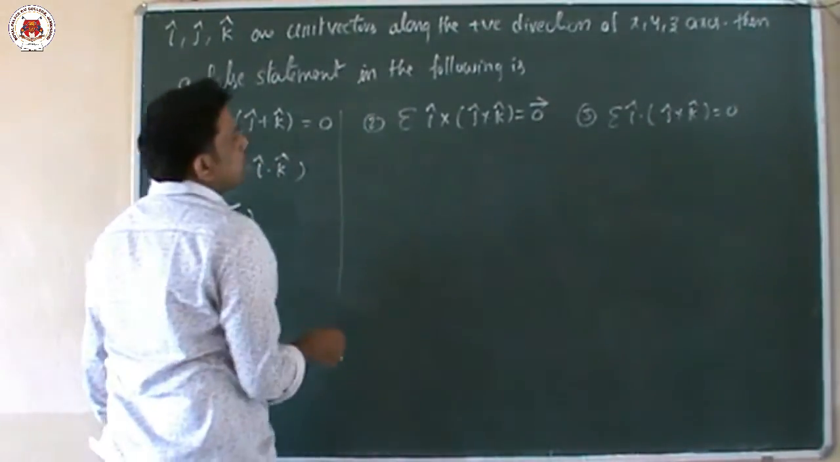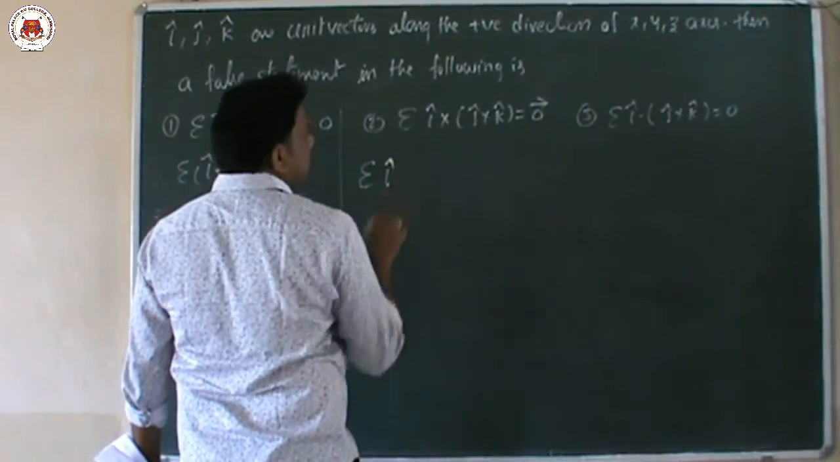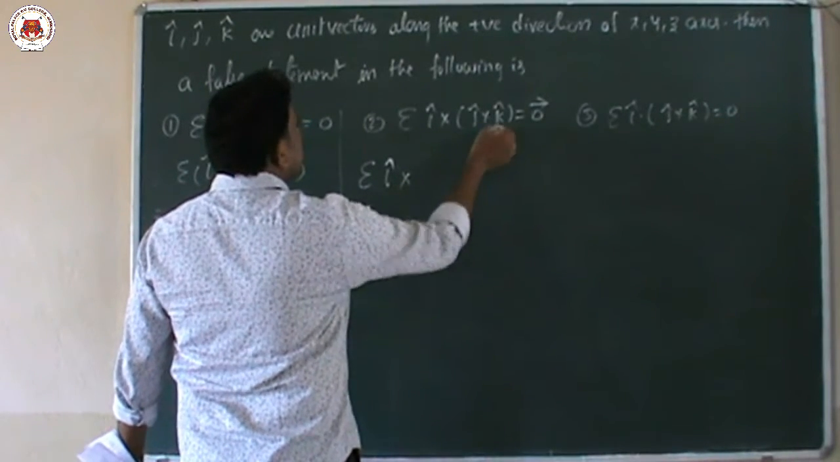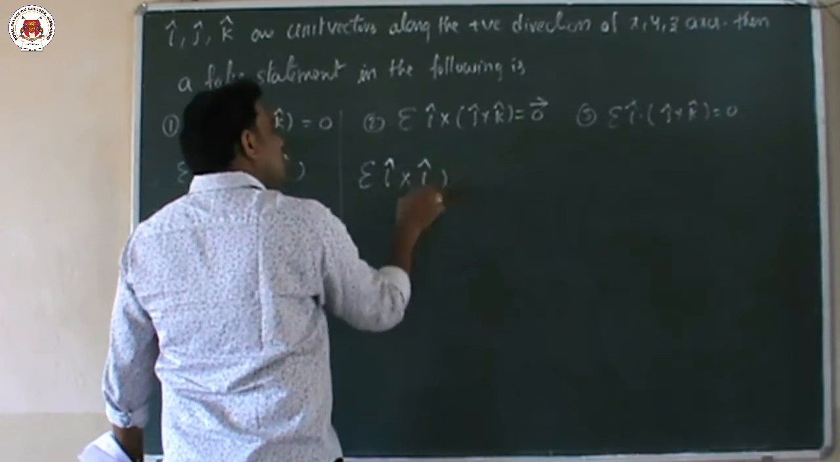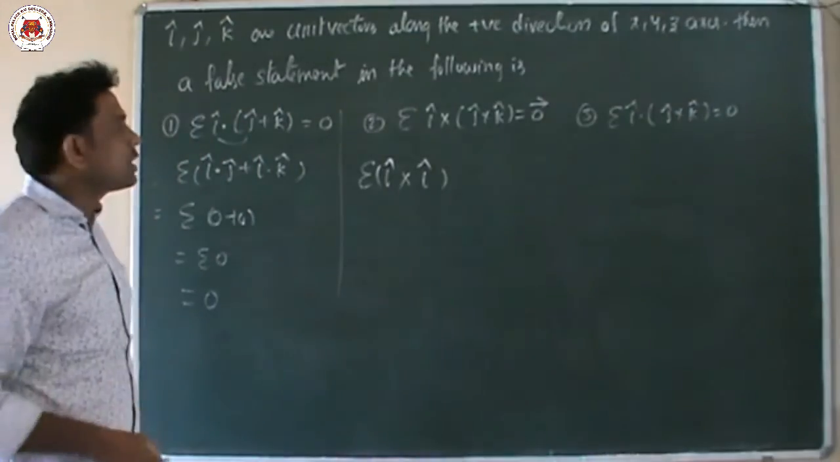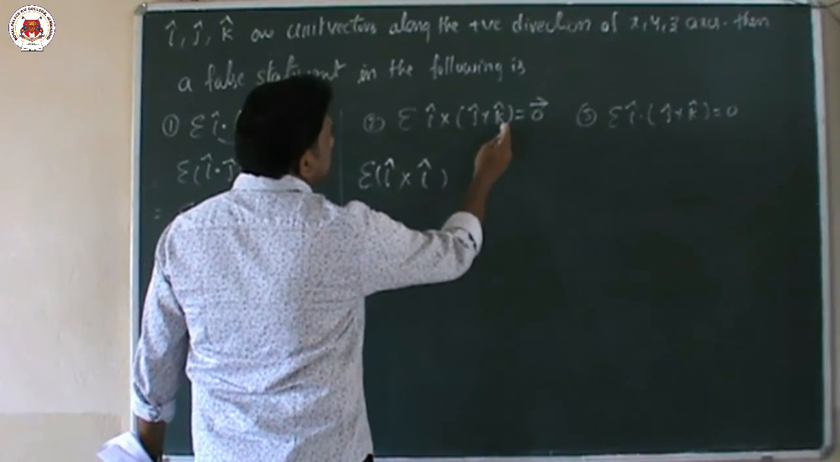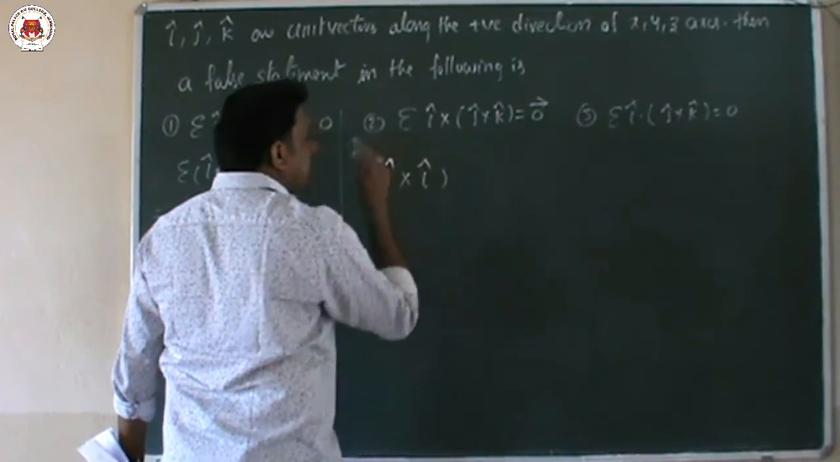Now come to the second option. The second option is i vector cross j cross k. We know that j cap cross k cap is nothing but i cap. This is the cross product formula: j vector cross k vector. The j cap cross k cap is nothing but i cap.